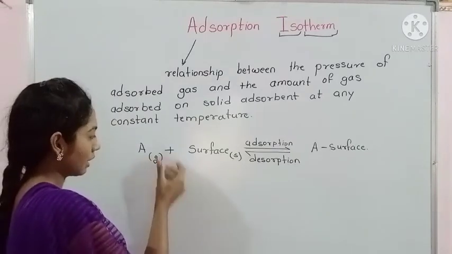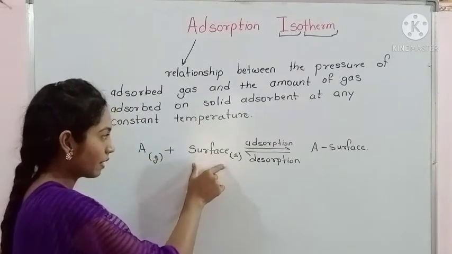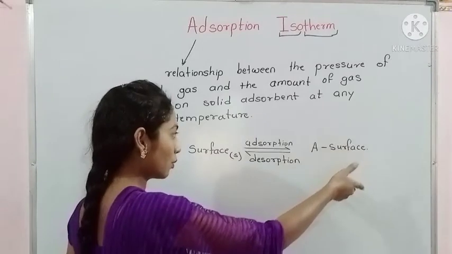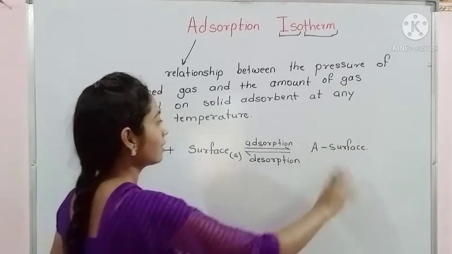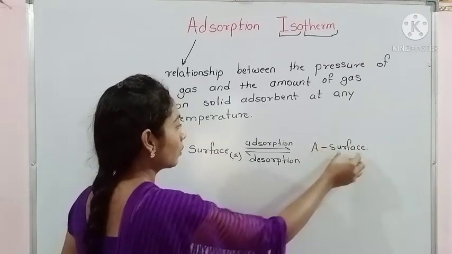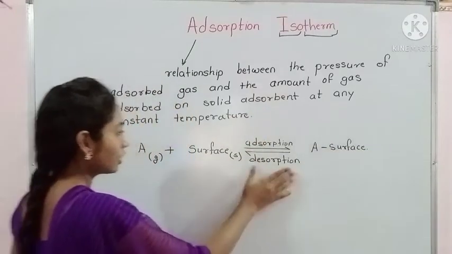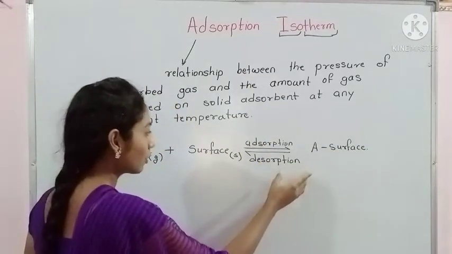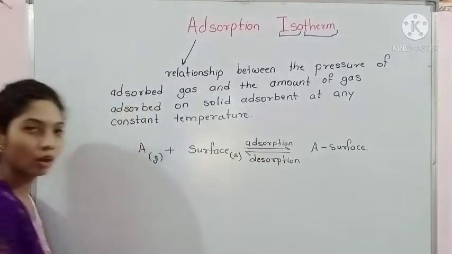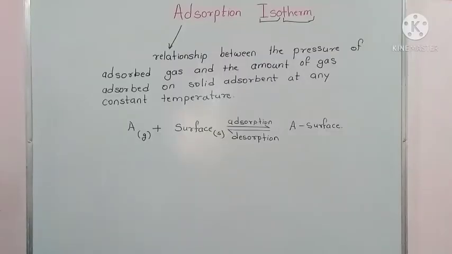If a gas molecule is adsorbed on the solid surface, this is called adsorption. If the pressure decreases, then the gaseous molecules from the solid surface will dissolve. This process is known as desorption. Okay, this is a reversible process.